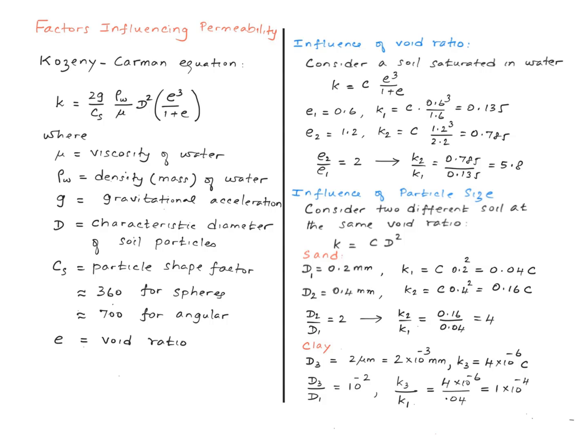So what happens to the permeability as we go from sand to clay? So let's consider a third soil that has a particle size of 2 micron, which is representative of a clay soil. The permeability then works out to be 4 times 10 to the minus 6 times C. So as we decrease the particle size by a factor of about 100, then the permeability decreases by a factor of 10 to the minus 4. So this analysis kind of tells us that as we go from sand to clay, the permeability could decrease drastically. And in fact, this is the case.